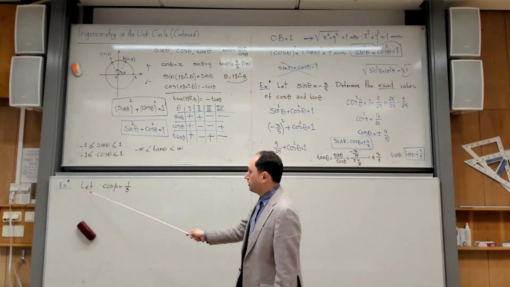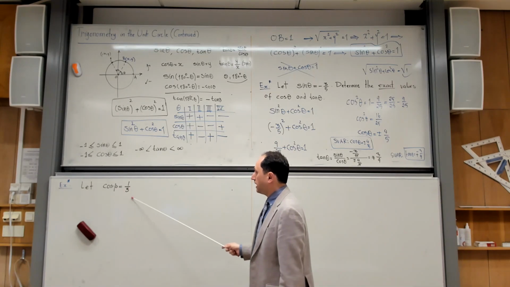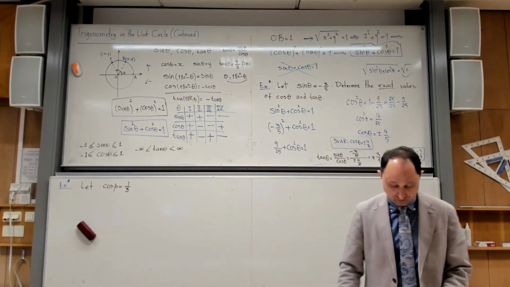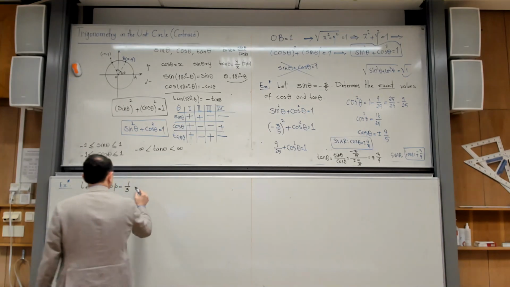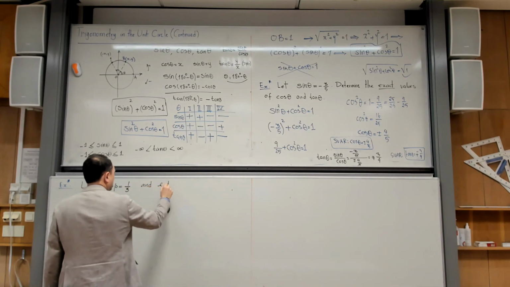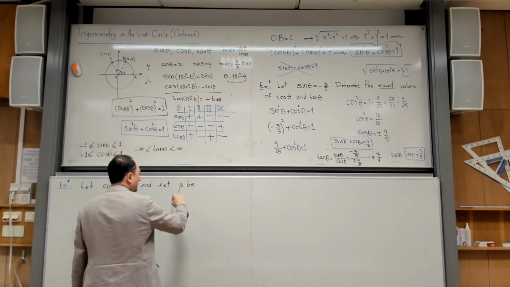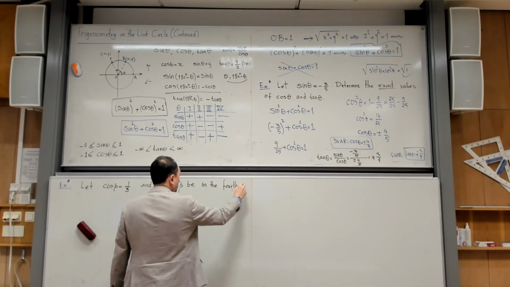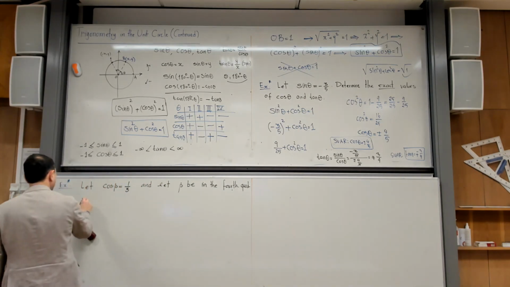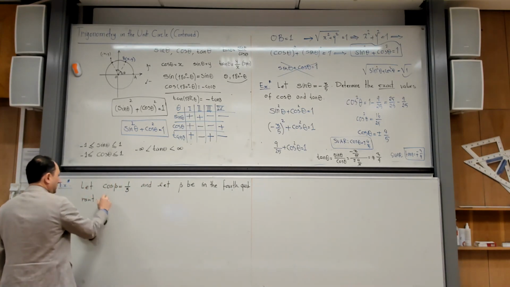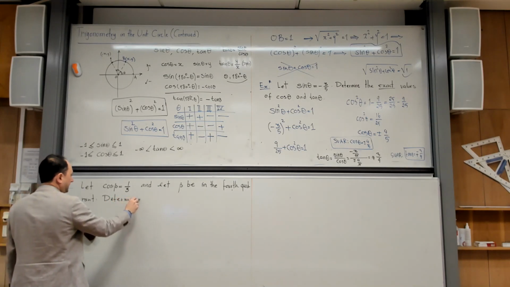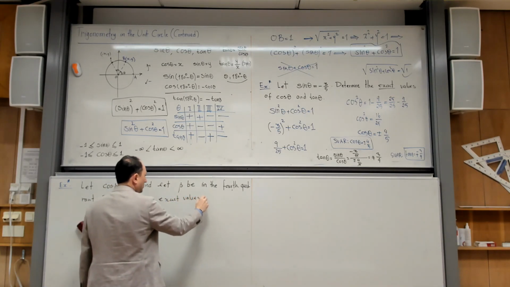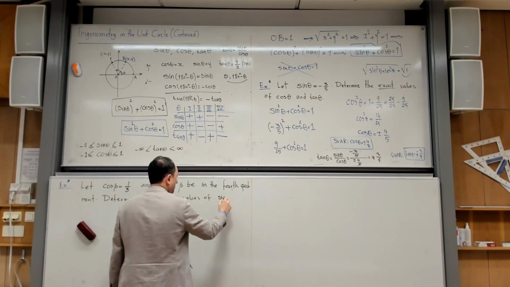So this is why I cannot say let cosine beta be 3. If I say that, then you will immediately complain that cosine cannot be larger than 1. Yes? But here that's okay. So let cosine beta be 1/3, and let beta be in the 4th quadrant. Determine the exact values of sine beta and tangent beta.